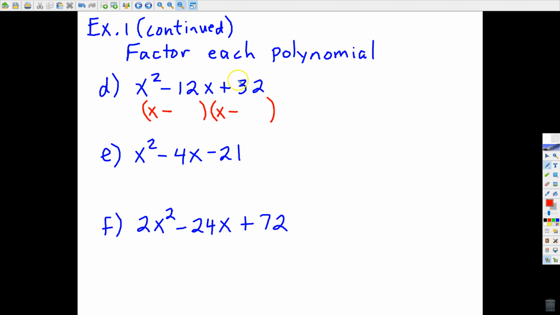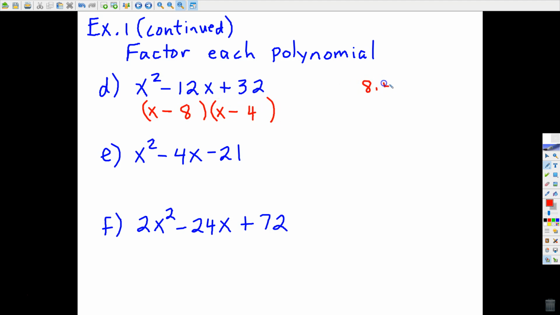So now, the way I'm going to get these other terms that go in the parentheses is I'm going to think of the factors of 32 that add up to 12. Now you might think, well, isn't it -12? Well, yeah, I've already taken care of the negative signs. I know these have to be negative. So just to make it easy on yourself, just think of the factors of 32 that add up to 12. And I hope you realize that those are 8 and 4.